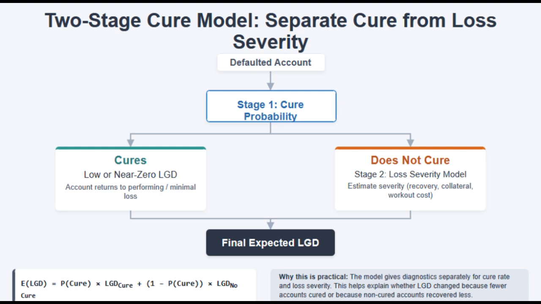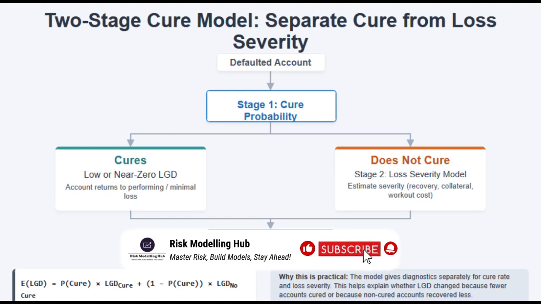The final LGD estimate is a combination of the cure and non-cure parts. The final LGD, that is the expectation E of LGD, is probability of cure times LGD of cure, plus 1 minus probability of cure times LGD of no cure. Since we are doing 1 minus probability of cure, it becomes the LGD of no cure. The advantage of this method is that it directly addresses the bimodal distribution, provides diagnostic insight, and is widely accepted by regulators.